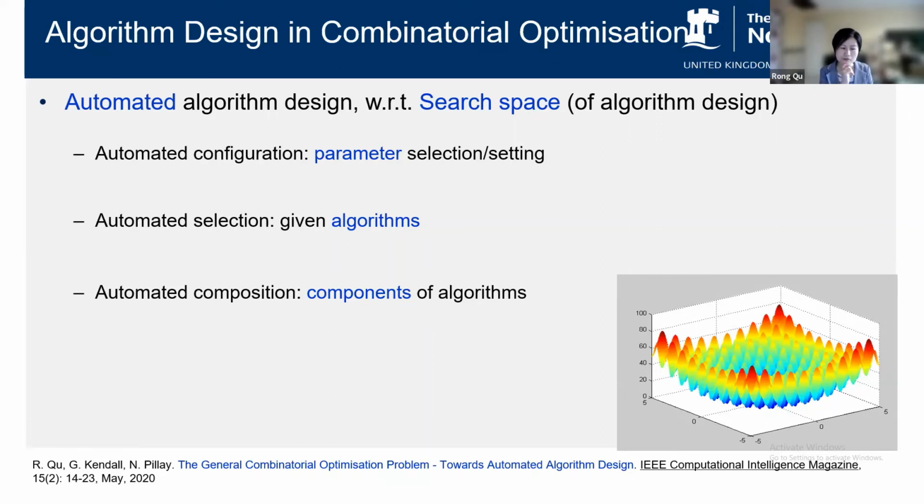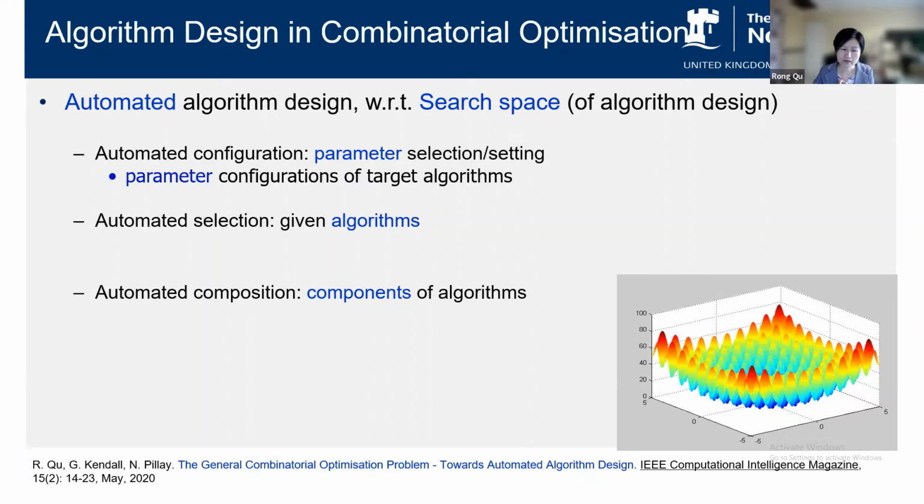If, with a fixed or target algorithm in mind, we are trying to automatically configure the parameter settings or selections within these targeted algorithms, then this can be seen as automated configuration. So the aim is to optimize parameter settings so that the target algorithm is effective for solving our problem in hand.